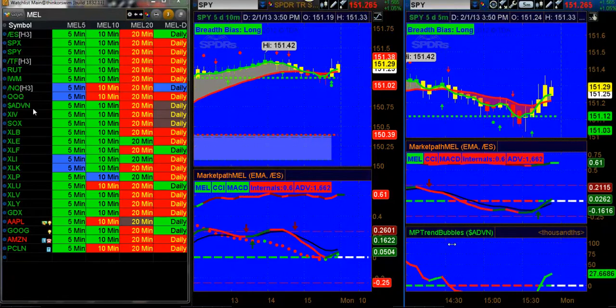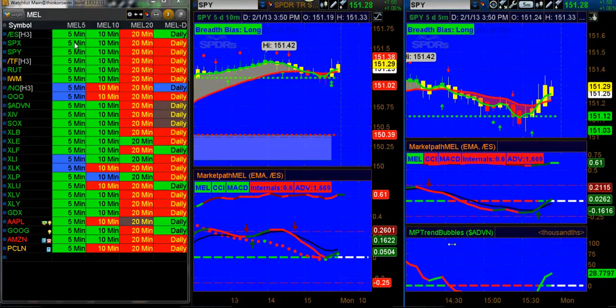So this is our watch list right here. It shows traders what's going on a 5-minute chart, a 10-minute chart, 20, and then a daily. So instead of having to flip through all the charts, they can just take a peek over here, and it's going to tell them whether they want to be buying or selling the market. And again, this is following what the institutions are doing.